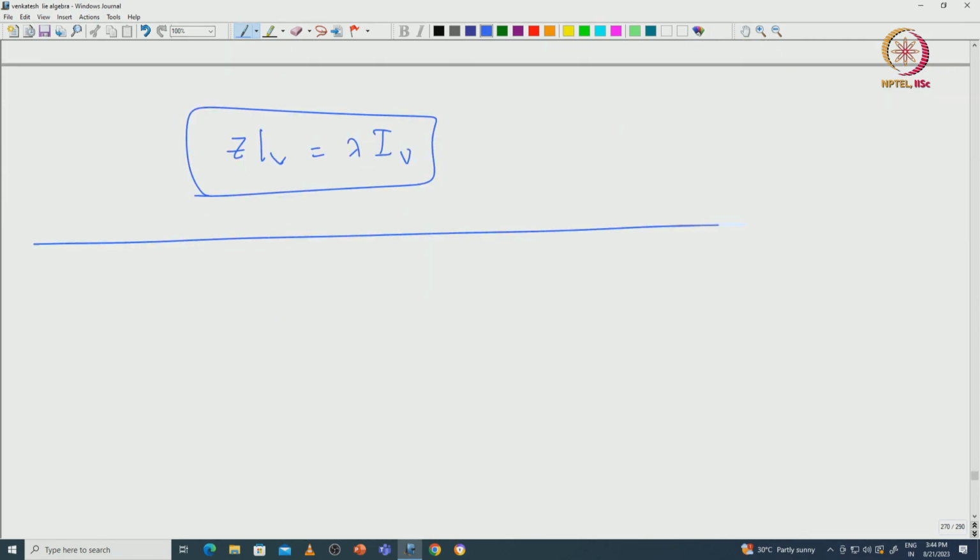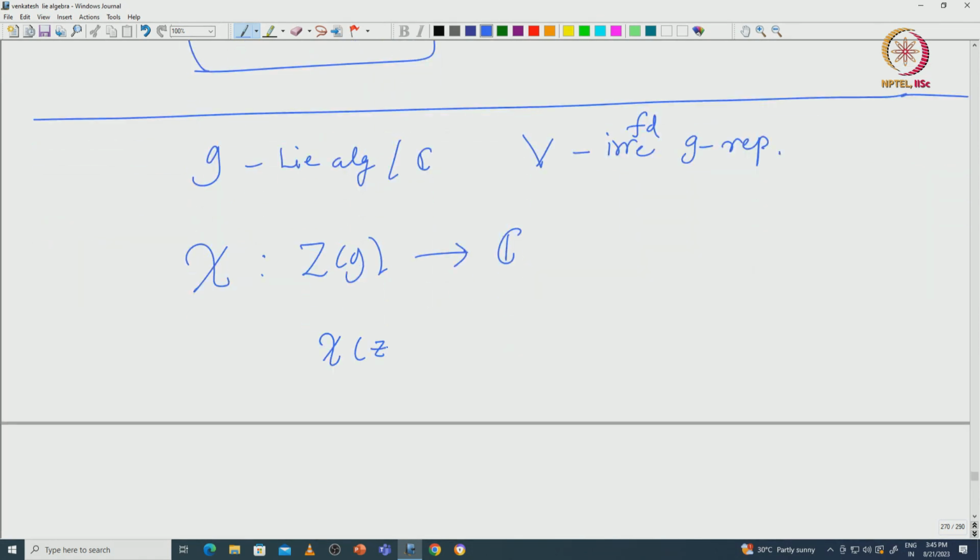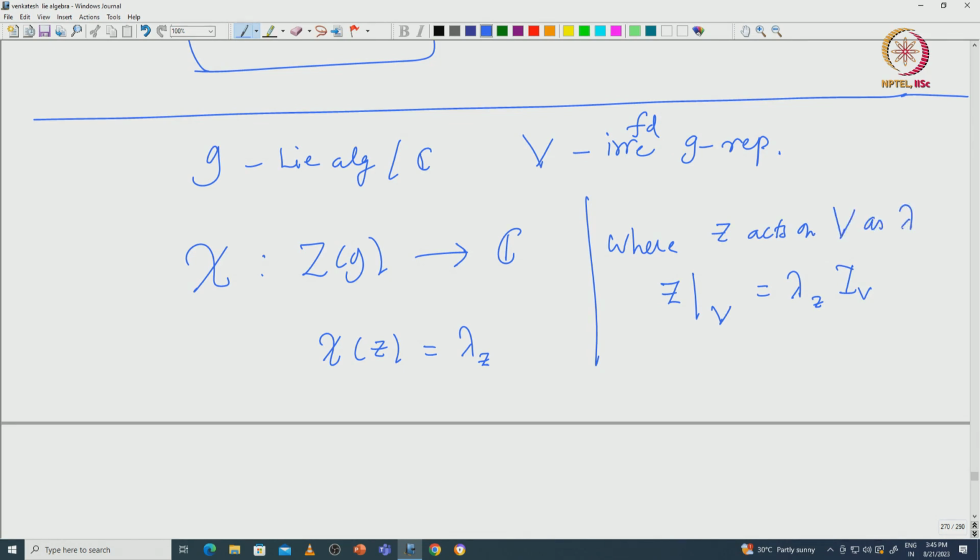So, this actually allows us to define what are called central characters. Okay. So, if you start with the Lie algebra G and V is an irreducible G representation, then one can define what is called chi from the center of G to complex numbers, given by chi of z equal to lambda z, where you think of this lambda z as coming from this map z. So, where z acting on V is given by lambda z times the identity on V. Okay. So, z acts on capital V as a scalar multiple, lambda z times identity. Okay.